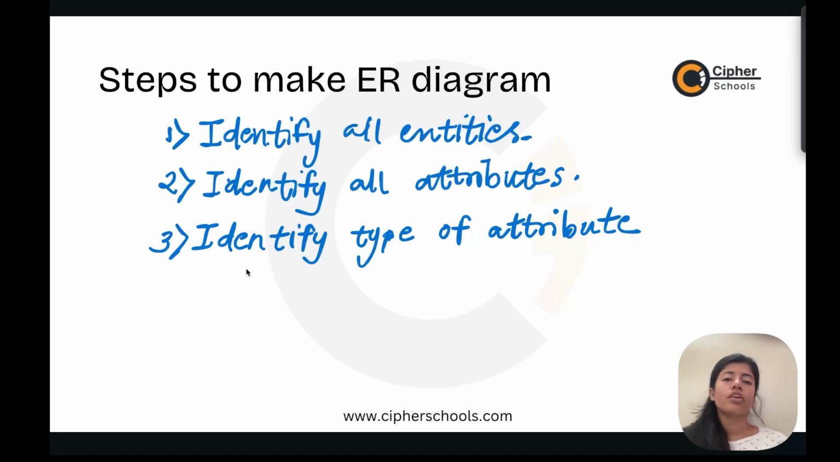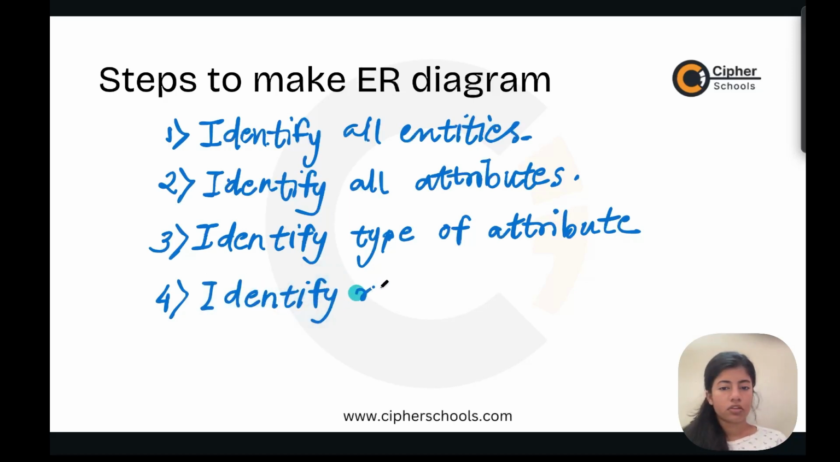For example, if you have a school system, you know that there will be some entity known as student which will be enrolled in some entity known as course. So you need to have an idea about the relationships. So the fourth step will be identifying relationships. Identify relationships.